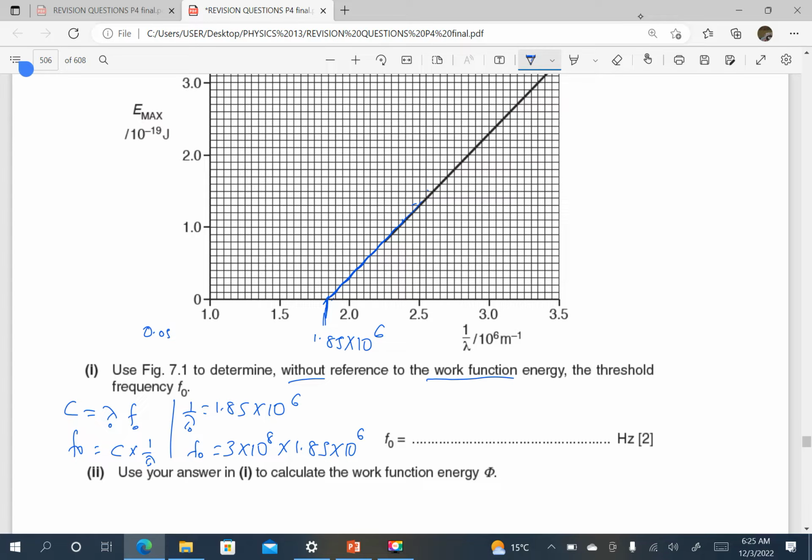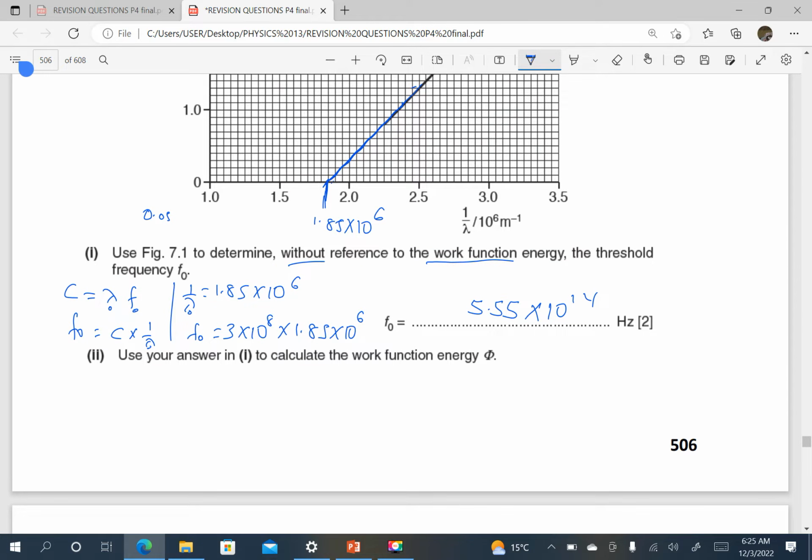So this is giving me 5.55 times 10 power 14. I have to double check this. Yeah, 5.55 times 10 power 14 hertz.